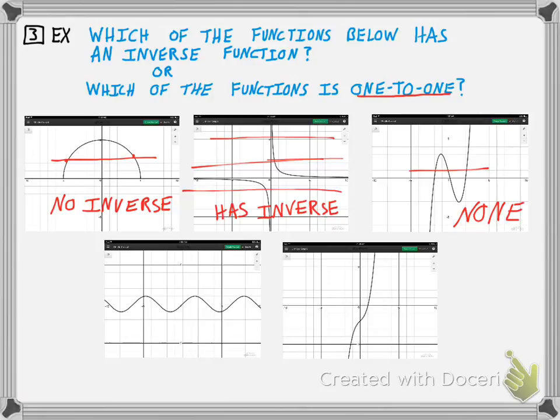Later on this year, we're going to look at sine and cosine graphs. This one definitely does not have an inverse, because I can definitely cross more than once. And then I have a different looking cubic function here that passes the horizontal line test, so this one has an inverse. So you can see that's a pretty easy test. Again, I'm looking for functions that pass the horizontal line test. Will never have a horizontal line cross more than once.